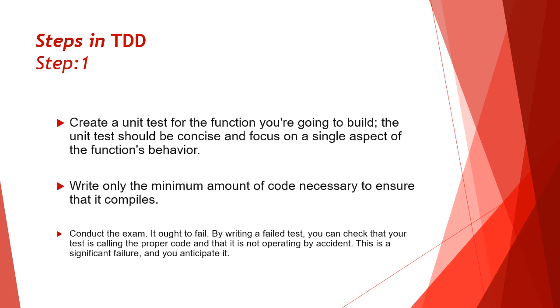Steps in TDD. Step 1. Create a unit test for the function you are going to build. The unit test should be concise and focus on a single aspect of the function's behavior. Write only the minimum amount of code necessary to ensure that it compiles. Run the test and expect it to fail by writing a failing test. You can check that your test is calling the proper code and that it is not passing by accident. This is a significant failure and you anticipate it.